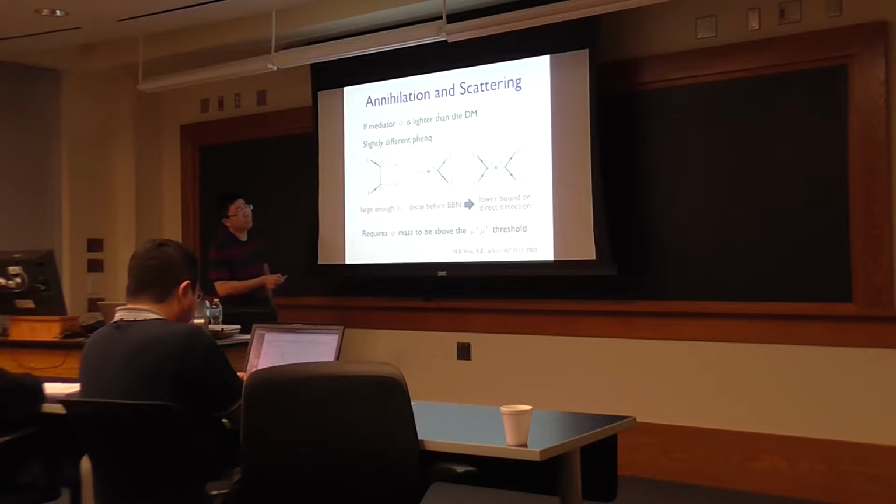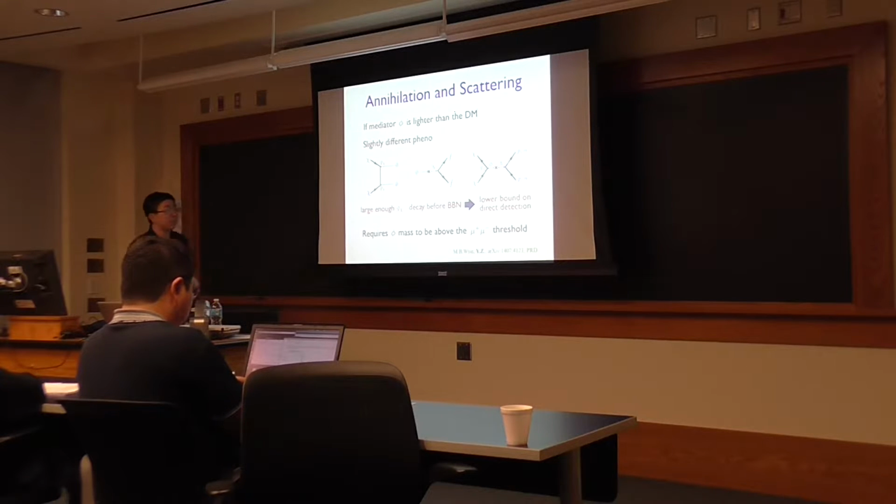If it is heavy enough, it can decay to muons, for example. But if it's light enough, it can only decay to electrons, and it's a much smaller Yukawa coupling. And so what we have found in our recent work is that, in order for this to be all consistent, the phi mass has to be above the muon threshold. So it has to be bigger than about 200 MeV.